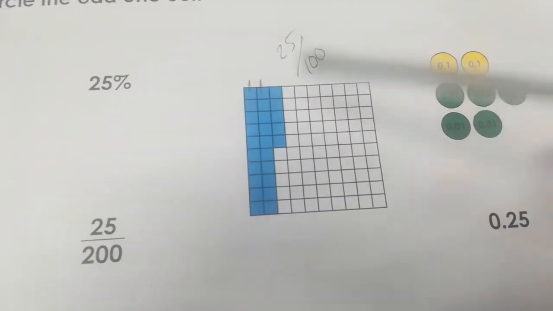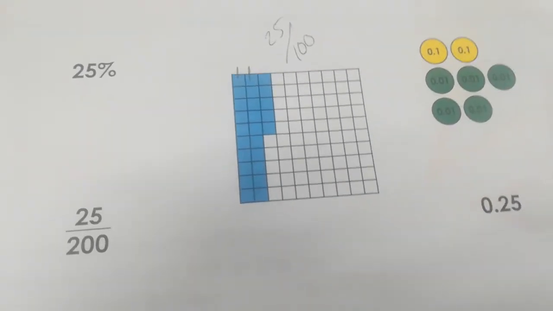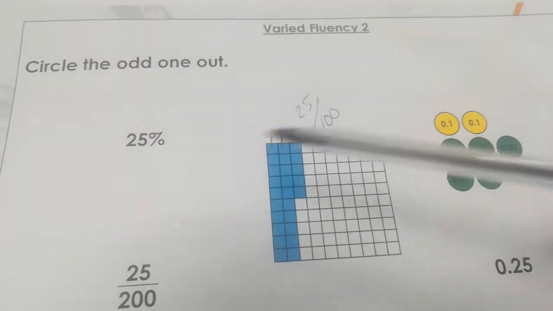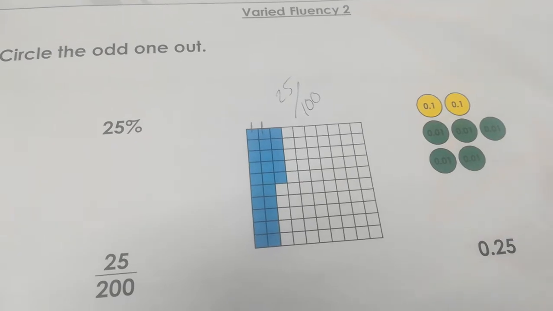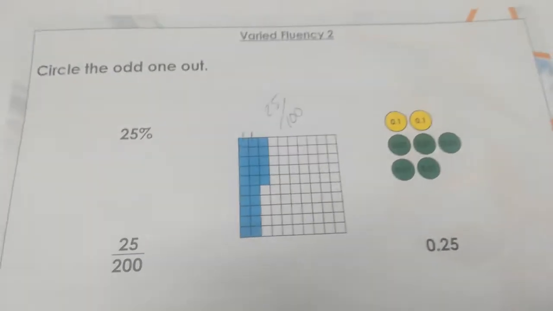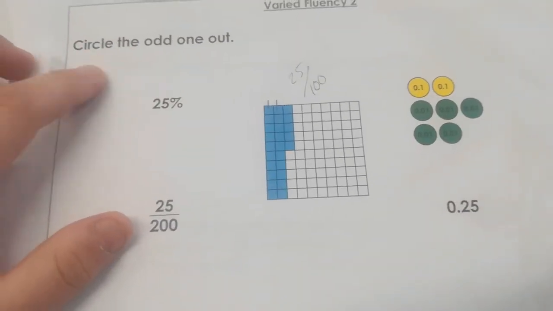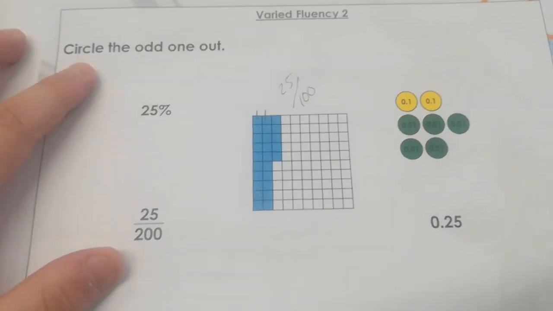Last one is a fraction. We got 25 over 200. Now, have a little look. If you think this is the equivalent to 25 out of 100, then give it a circle. If not, remember it says circle the odd one out. So we're just looking at that. So make sure you come back to the question and you answer it.